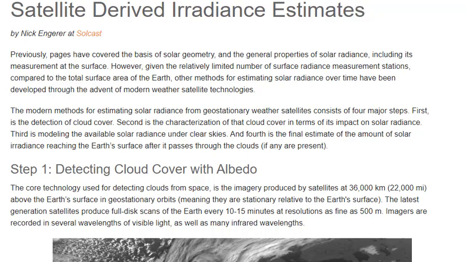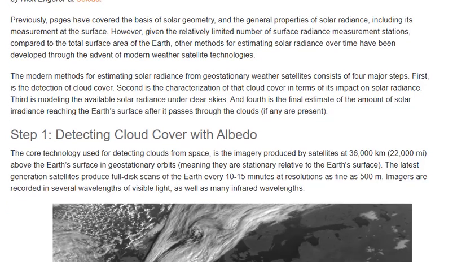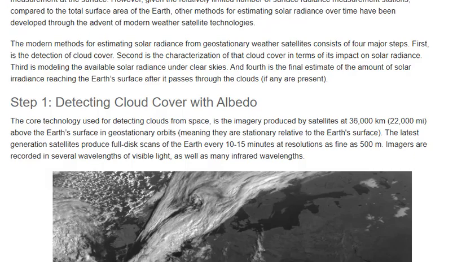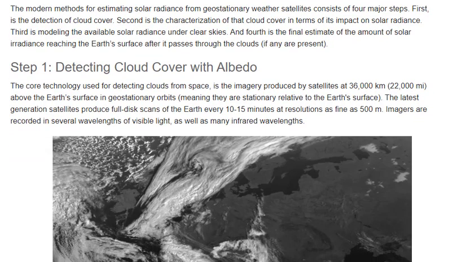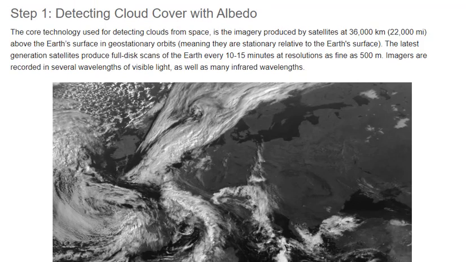First is the detection of cloud cover. Second is the characterization of that cloud cover in terms of its impact on solar radiance. Third is modeling the available solar radiance under clear skies. And fourth is the final estimate of the amount of solar irradiance reaching the Earth's surface after it passes through the clouds. Step 1. Detecting cloud cover with albedo.